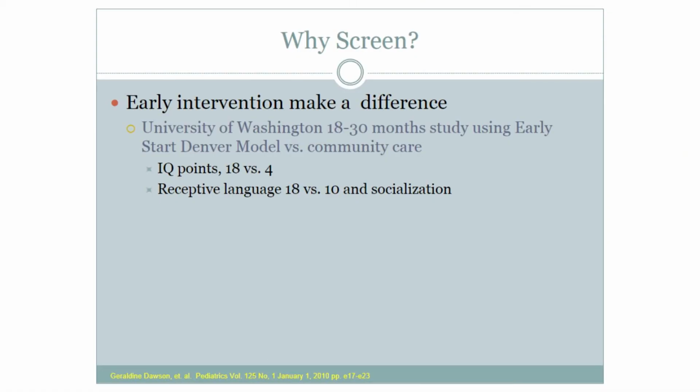Early intervention makes a significant difference. Studies out of the University of Washington show that when we look at ultimate cognitive development, IQ, we can see a difference of up to 18 points in those children that receive early intervention versus those that do not. They only got about a 4-point increase. Receptive language scores increase significantly, as well as socialization skills. Again, if your communication abilities improve, and communication is verbal and nonverbal, you will be able to socialize much better.